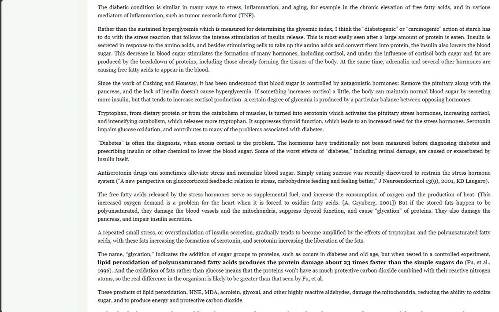This is most easily seen after a large amount of protein is eaten. Insulin is secreted in response to the amino acids, and besides stimulating cells to take up the amino acids and convert them into protein, the insulin also lowers the blood sugar. This decrease in blood sugar stimulates the formation of many hormones, including cortisol, and under the influence of cortisol, both sugar and fat are produced by the breakdown of proteins, including those already forming the tissues of the body. At the same time, adrenaline and several other hormones are causing free fatty acids to appear in the blood.